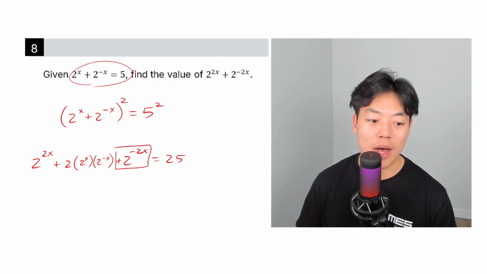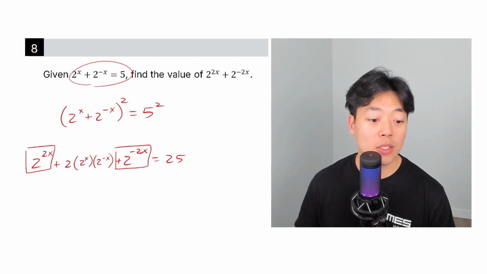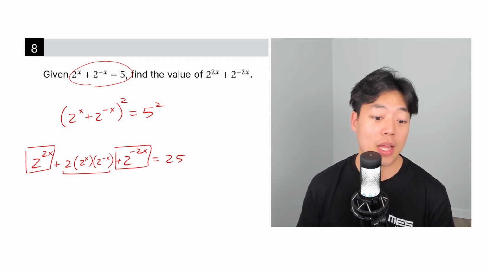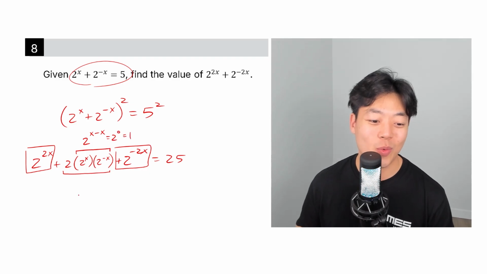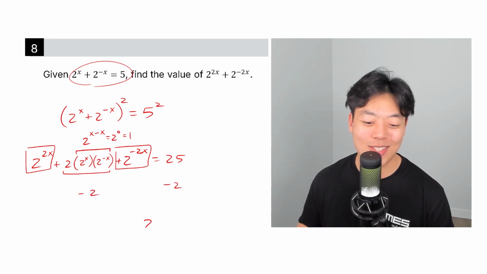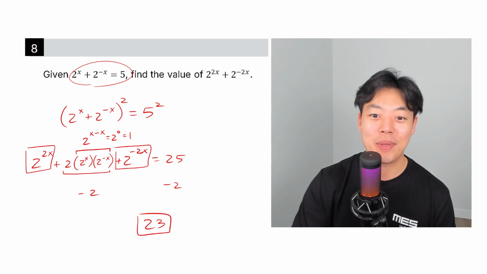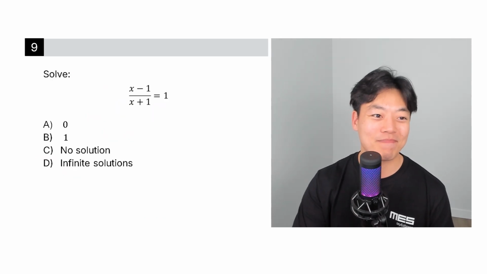Here is what we want on the left. So as long as we subtract whatever this is from both sides, we will get the answer that we want. Now 2 to the x times 2 to the negative x, this is the same as 2 to the x minus x, which is 2 to the 0, which is just 1. So again, it looks like we're subtracting 2 from both sides. 23 will be our grid-in answer here.